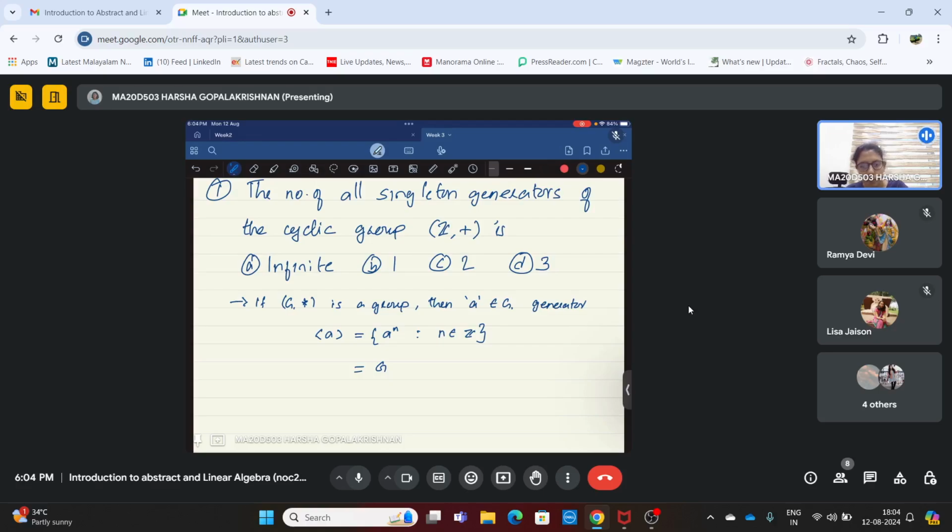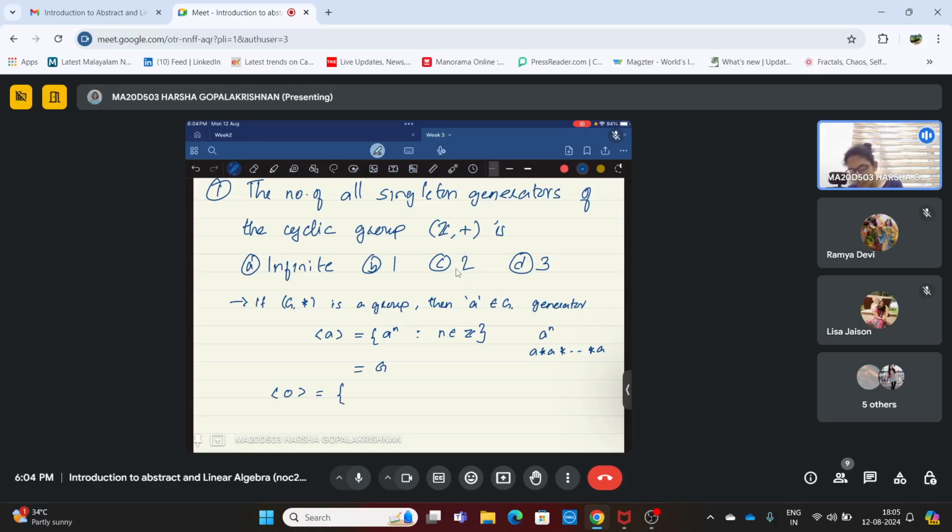You can start with some particular element. For example, I am considering 0. What are all the elements generated by 0? Here the operation is addition. What I have written, A power n, means n times A star A and so on. The star is the underlying operation. It is not the product A square like that. It is the star operation.